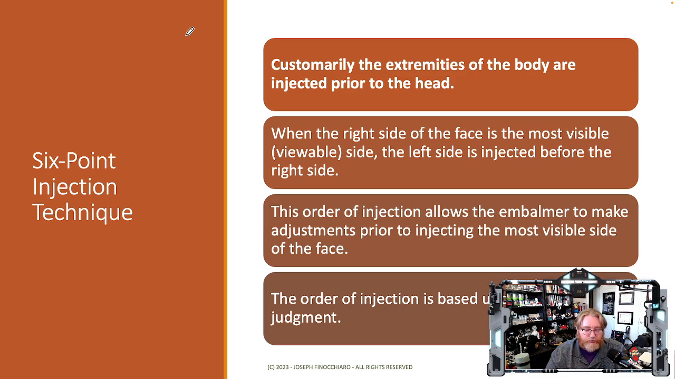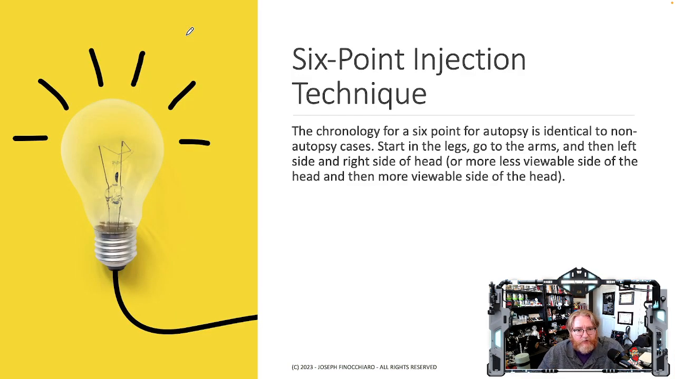That is especially true if you have a generalized condition throughout the entire body and you want to see how that solution is working. You start in the legs. If it works great there, move on to the arms. If it doesn't, adjust before you move to the arms. By the time you're done with the arms, you should know if that solution is working or if you need to tweak it one more time. The chronology for a 6-point for an autopsy is identical to non-autopsy cases. There is no difference between autopsy versus non-autopsy. A 6-point is a 6-point. Start in the legs, go to the arms, left side, right side.